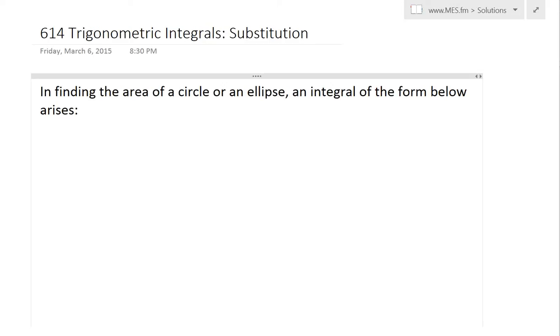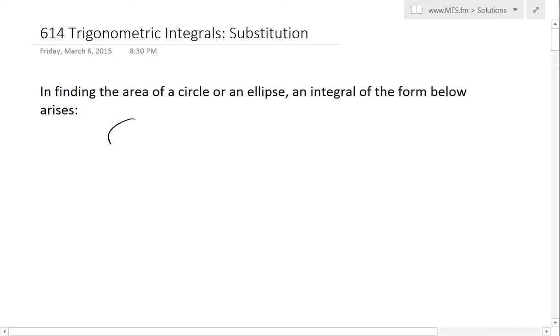Trying to discuss further into trigonometric integrals, we now look at trigonometric substitution in solving integrals. Basically, I'll go over an introduction right now. In finding the area of a circle or an ellipse, an integral of a form like this may arise: the square root of a squared minus x squared, dx. And in this case, a is greater than 0, because the inside of the square root can't be negative.